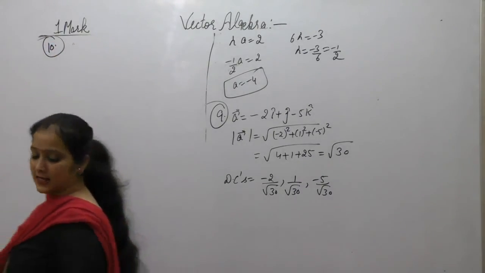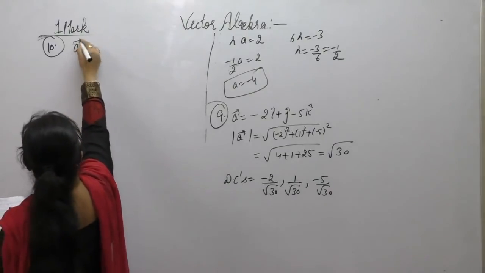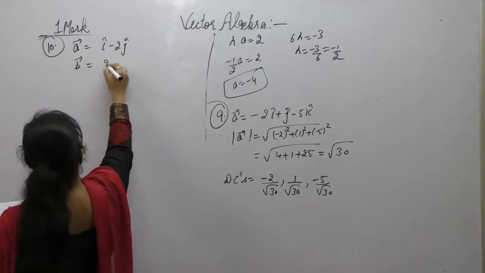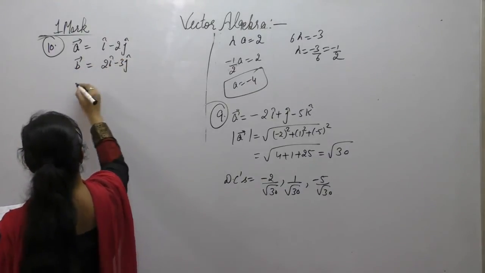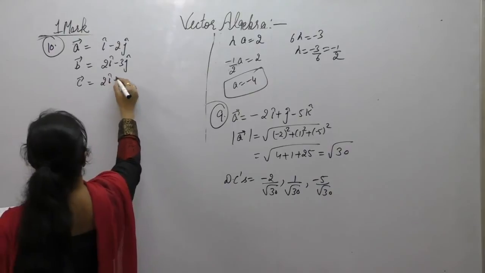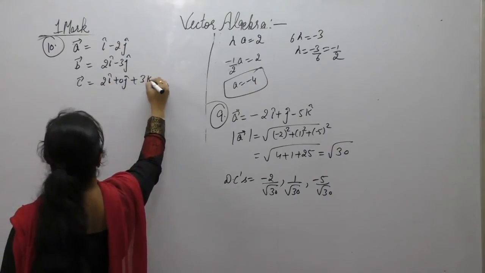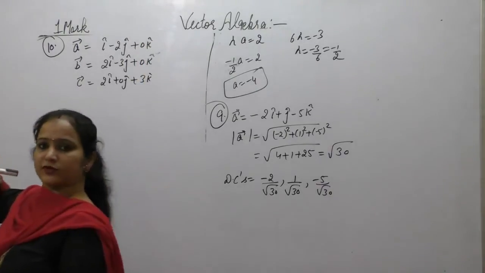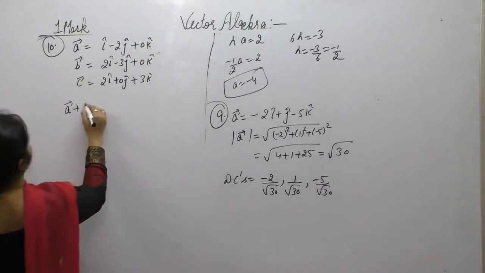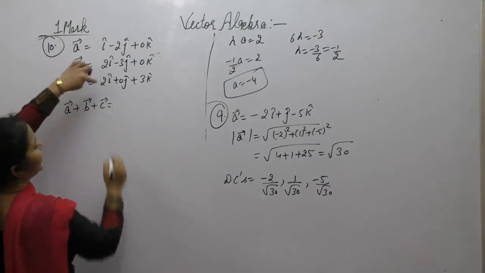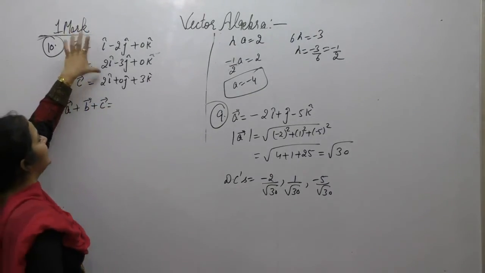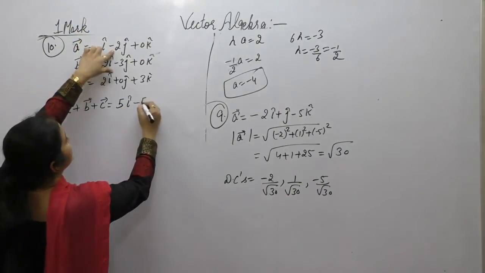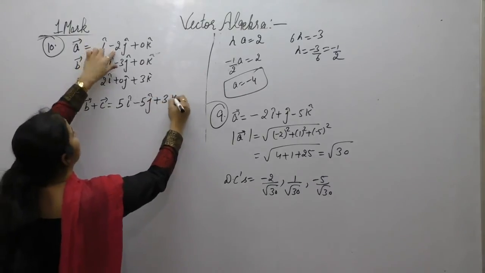Next is find the sum of the following vectors. A vector is i minus 2j cap, B vector is 2i minus 3j cap, C vector is 2i plus 3k cap. Now we want to find the sum of these vectors, A vector plus B vector plus C vector. Add the components of i: 1 plus 2 plus 2 is 5, minus 2 minus 3 is minus 5 j, plus 3 k cap.